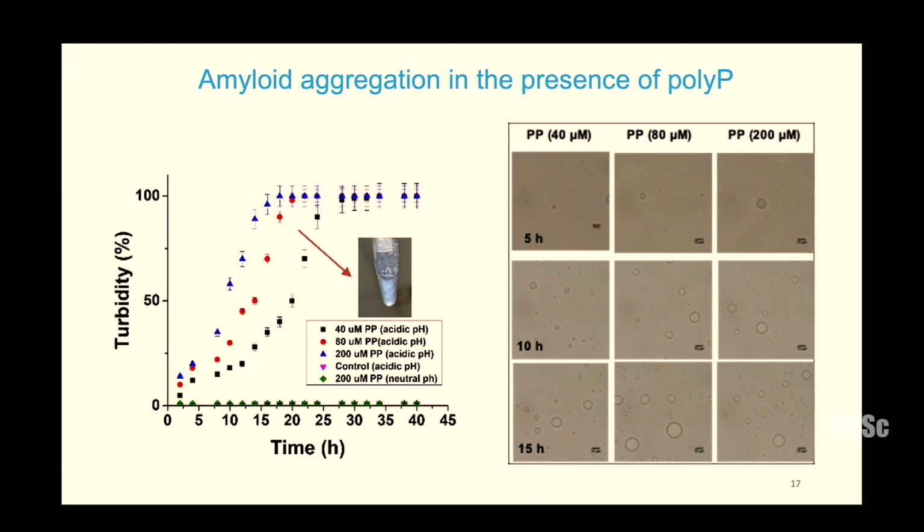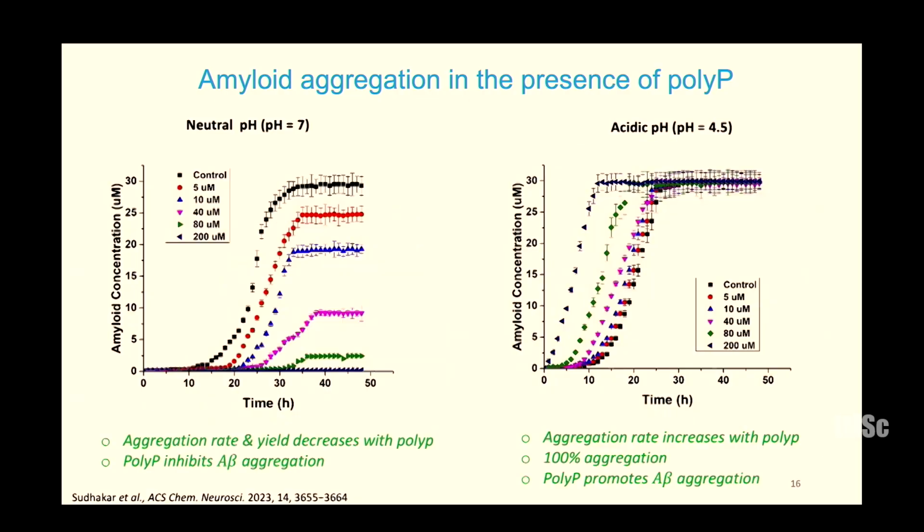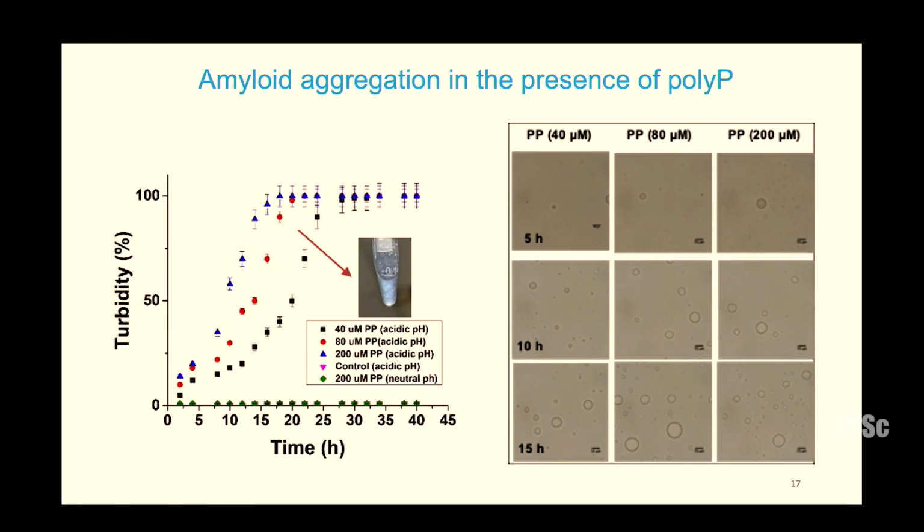And the development of turbidity also tells you that there is some growth of droplets. Without the polyphosphate, there won't be. If you see here, at pH 4.5 control, it forms aggregates, but you won't see a droplet. It will be just an empty image. I mean, you can't see anything. But if you do TEM, transmission electron microscopy, you will see a fibril structure that I showed in the beginning.